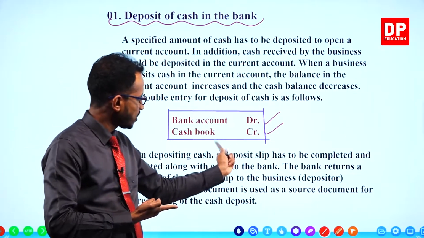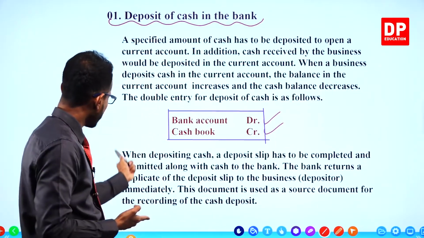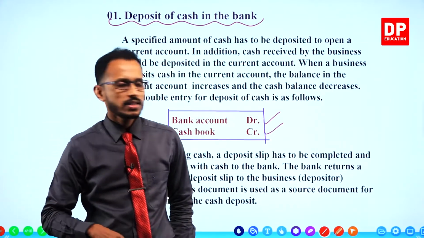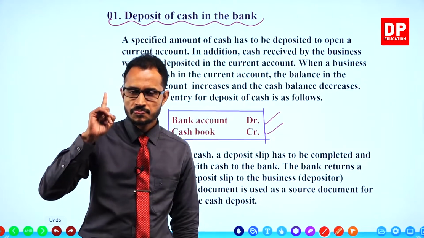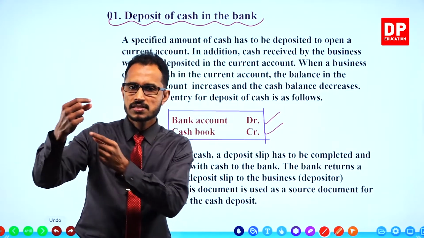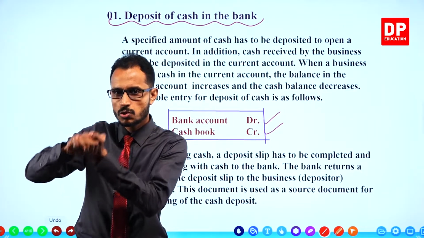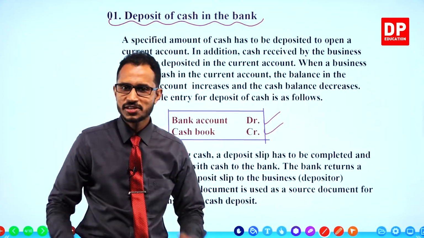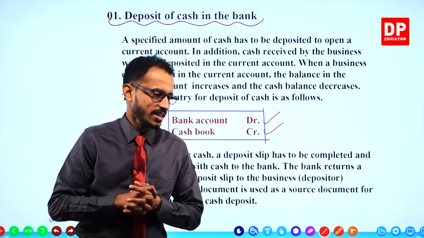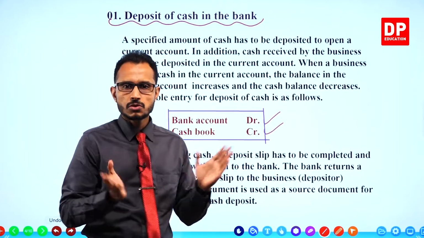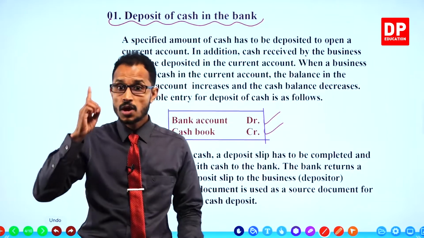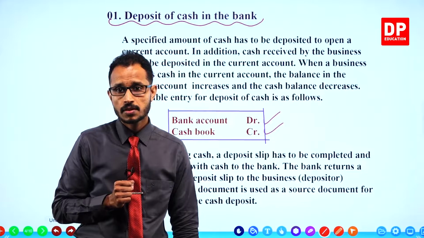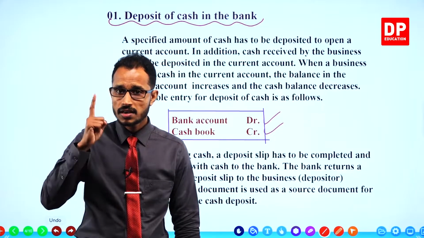When depositing cash, a deposit slip has to be completed and submitted along with the cash to the bank. Children, what it says simply is, when you go to the bank with an amount of cash, you don't just go to the bank counter and throw the money at the cashier. You can't do that. You can't just go to the counter and hand over the money. You have to fill a bank deposit slip, a cash deposit slip.